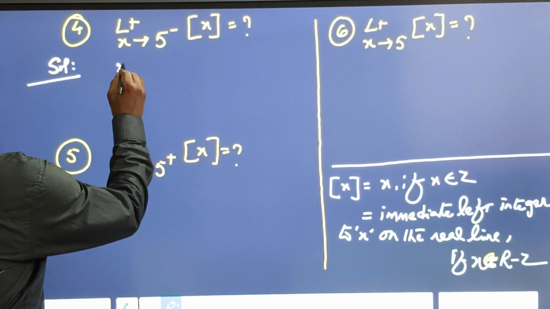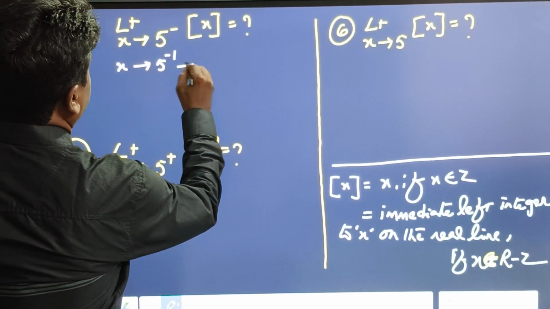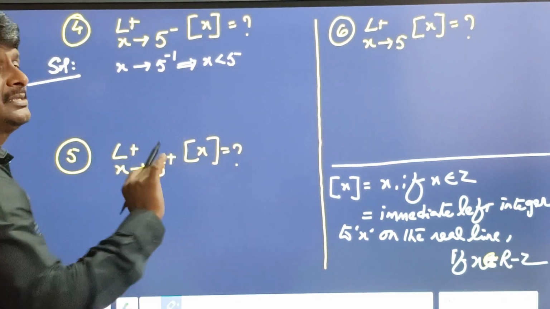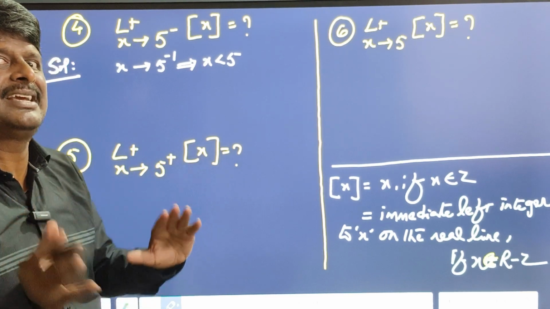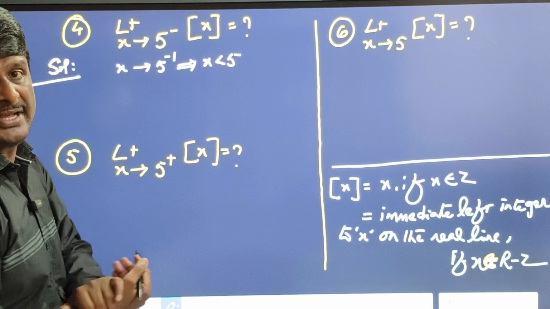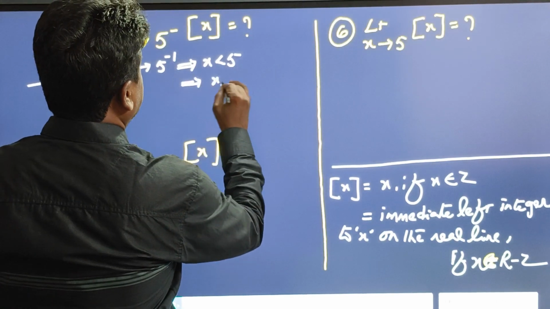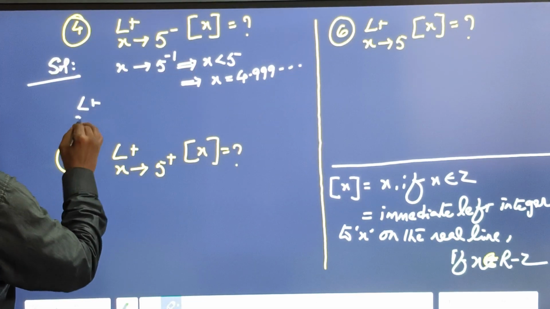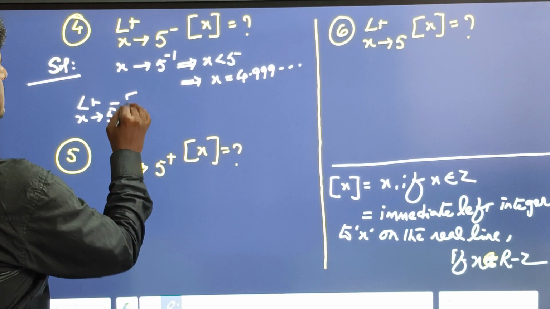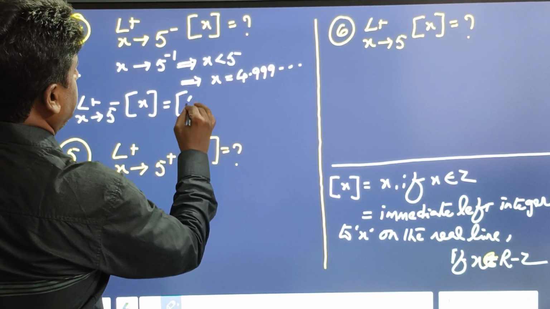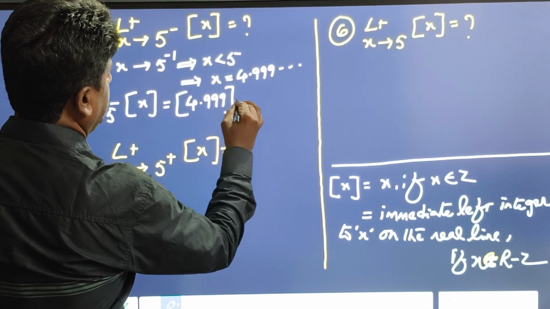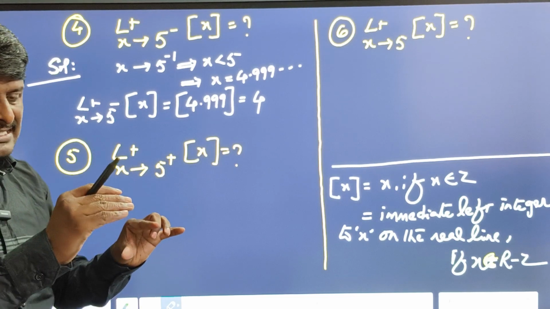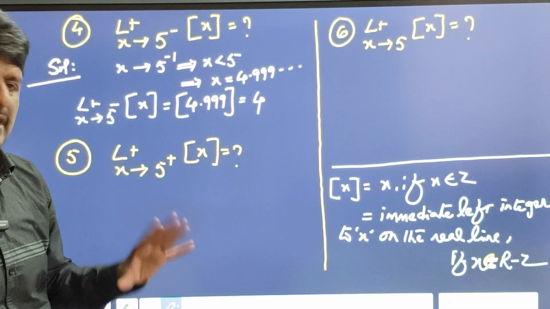Yes, coming to this question. Limit x tends to 5 minus: x tends to 5 minus stands for x less than 5. X less than 5 means don't think that x is 2, or 3, or 0. It is very close to 5. This implies the x value is almost 4.9999 something. Now limit x tends to 5 minus step x will be step of 4.9999 something, which is equal to 4. So step of 4.999 something means its immediate left side integer is 4 only.